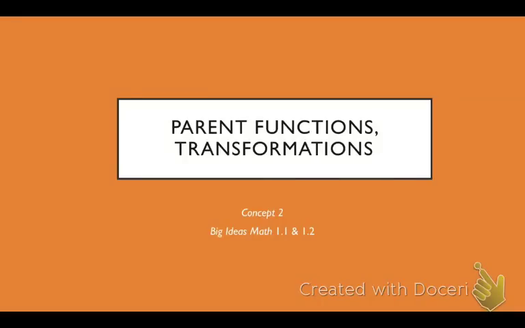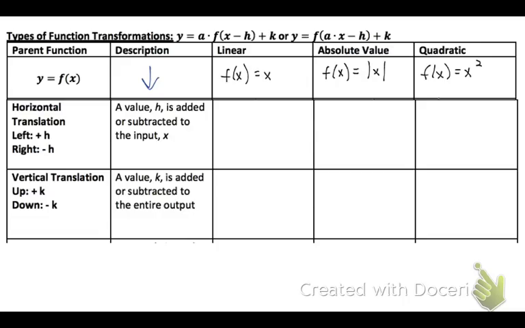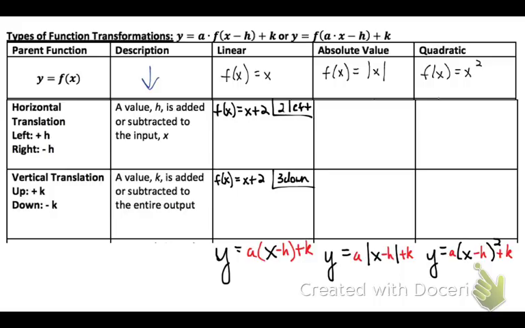Advanced Algebra 2, Parent Functions and Transformations. I'm going to take you through the second half of the Concept 2 notes. So let's start by looking at horizontal and vertical translations.